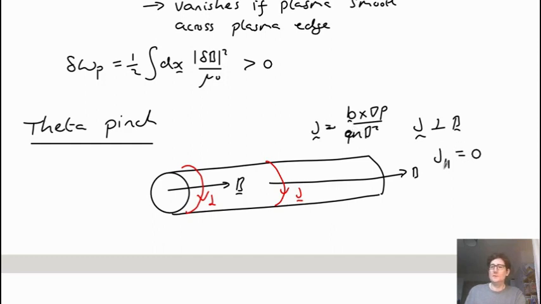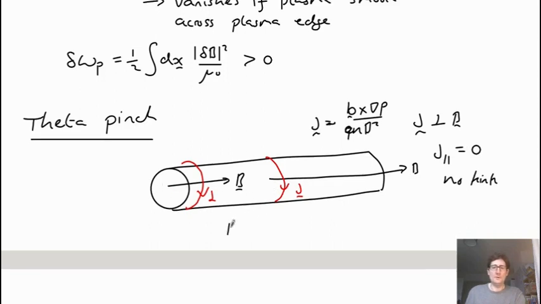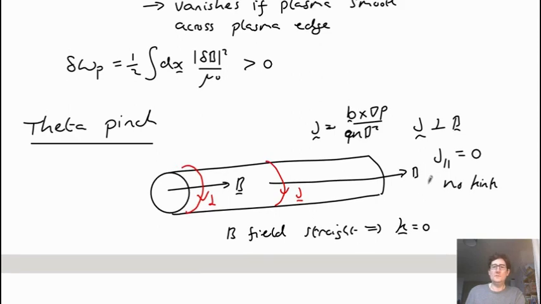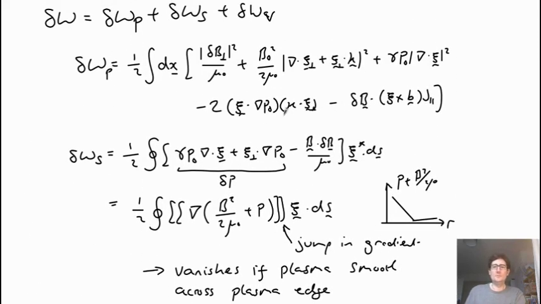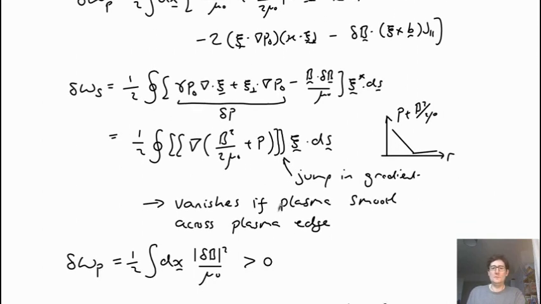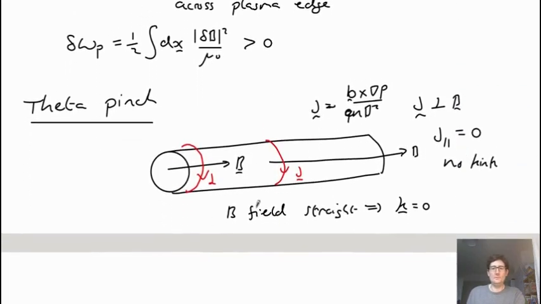Okay, so then there are no parallel currents, so there's no kink drive. The B field is straight, so there's no curvature. Together this means that there's no drive for instability, because both these terms which can drive instabilities, the kink term here and the curvature term, are both 0. And so this configuration is stable.